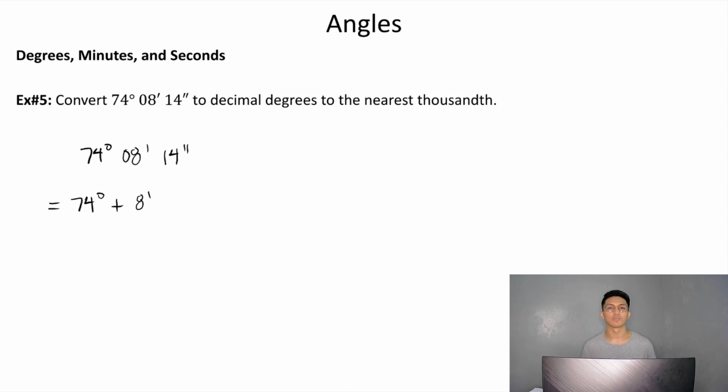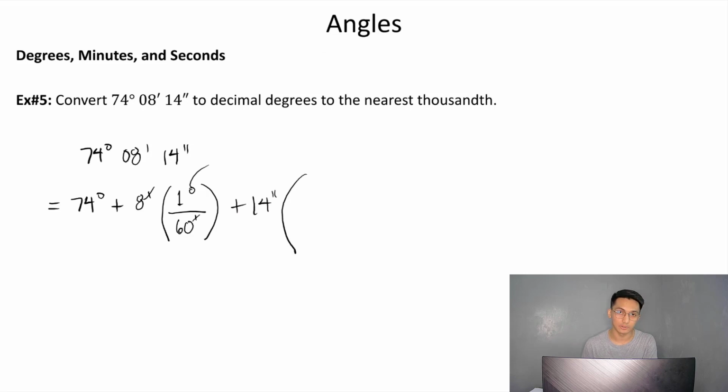Ang conversion factor for minutes to degrees ay 1 degree over 60 minutes. Okay? So, para makancel itong minute, and ang matitira na lang sa atin ay itong degree. Plus yung 14. We have 14 seconds. I-convert natin siya into degree. We have 1 degree over 3,600 seconds. So, we can now cancel ito.